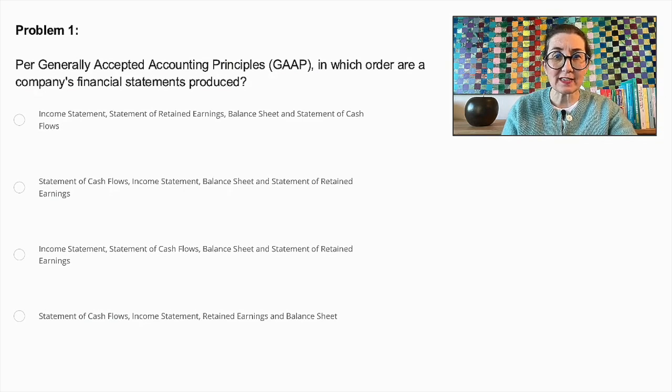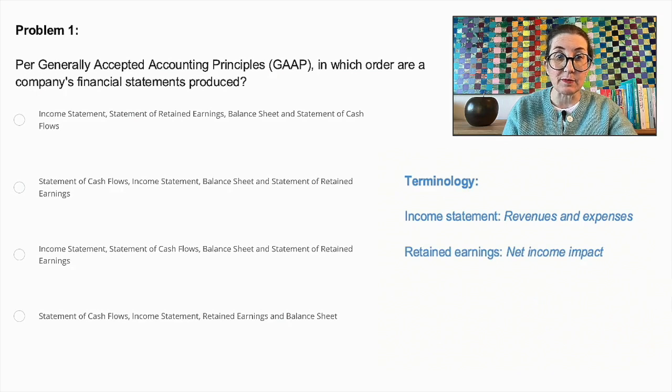According to generally accepted accounting principles, the financial statements of a company are produced in a specific order. First is the income statement, which shows the company's revenues and expenses leading to net income. Next is the statement of retained earnings, which starts with the retained earnings from the previous period, adds the net income, and subtracts any dividends paid.